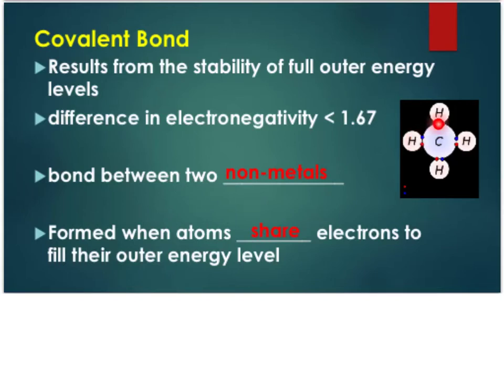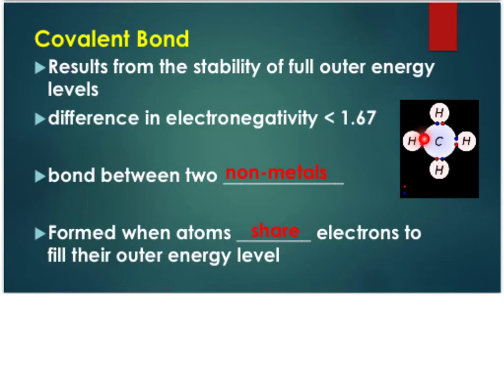Hydrogen needs 2 electrons to be stable. Carbon needs 8 electrons to be stable in its valence energy level. Here, the blue ones represent those donated by carbon. The red ones are those donated by hydrogen.